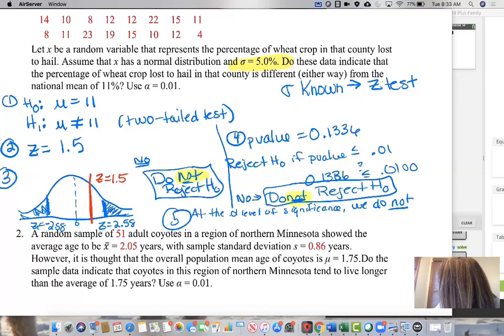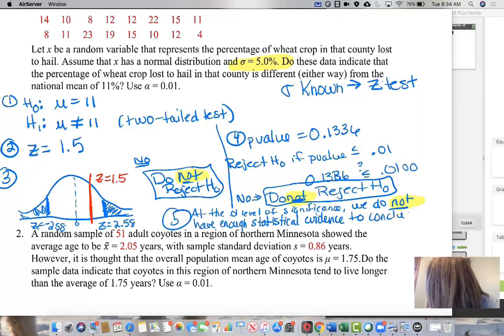Not. Okay, we do not have enough statistical evidence to conclude that. Now again, this is where we go back and look at the problem and look at the question. It said, do these data indicate that? So we're going to follow the words after that. At the 0.01 level of significance, we do not have enough statistical evidence to conclude that.